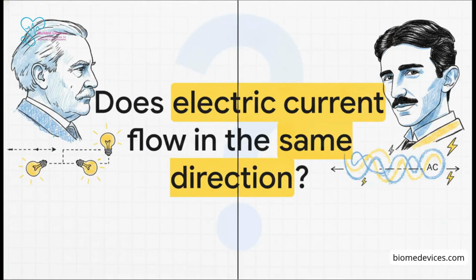So now that we know current is moving charge, it brings up a really fascinating question. And this is a question that actually sparked a massive historical rivalry between brilliant minds like Thomas Edison and Nikola Tesla. The question is, do these electrons always travel down a wire in a single straight line? If I flip a switch and turn on a circuit, do the electrons just march forward continuously from point A to point B? Well, the answer to that question literally divides the entire world of electricity into two distinct categories.